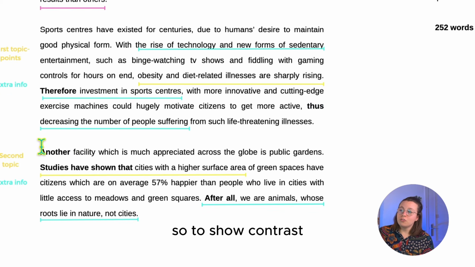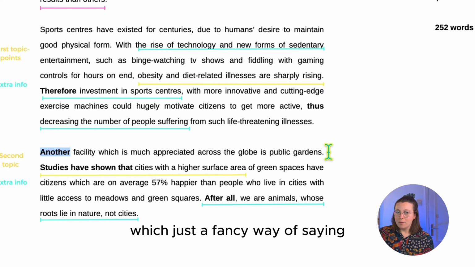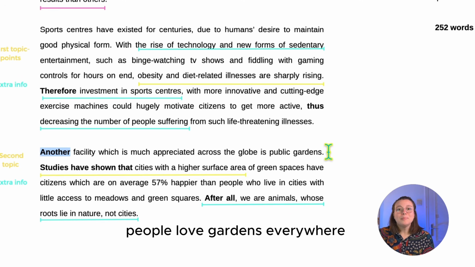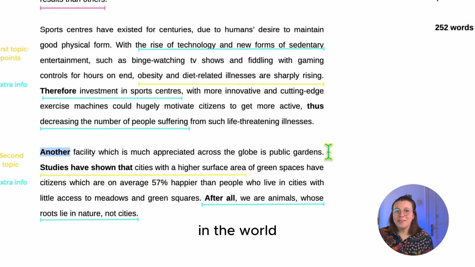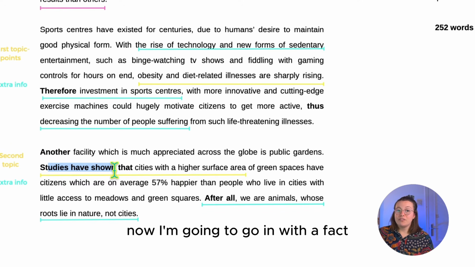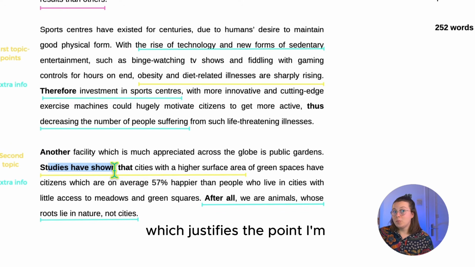So to show contrast, to show that I'm talking about a different topic, I use the word another. So another facility which is much appreciated across the globe is public gardens, which is just a fancy way of saying people love gardens everywhere in the world. But I just wanted to show off my vocabulary. Now I'm going to go in with a fact which justifies the point I'm going to make even more.